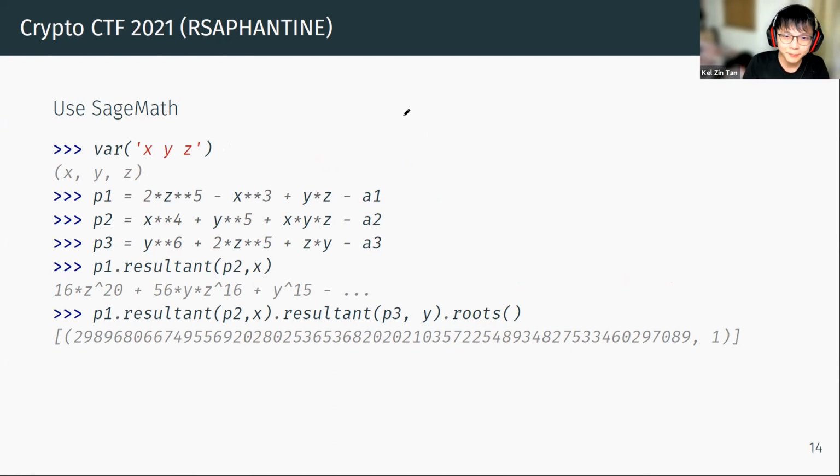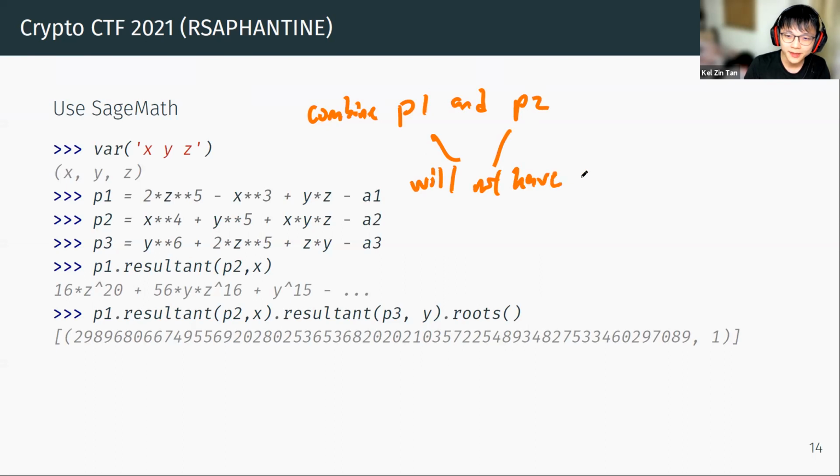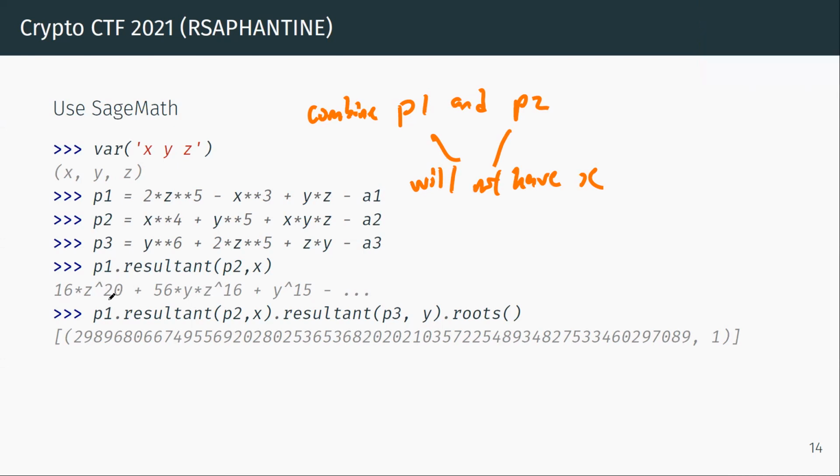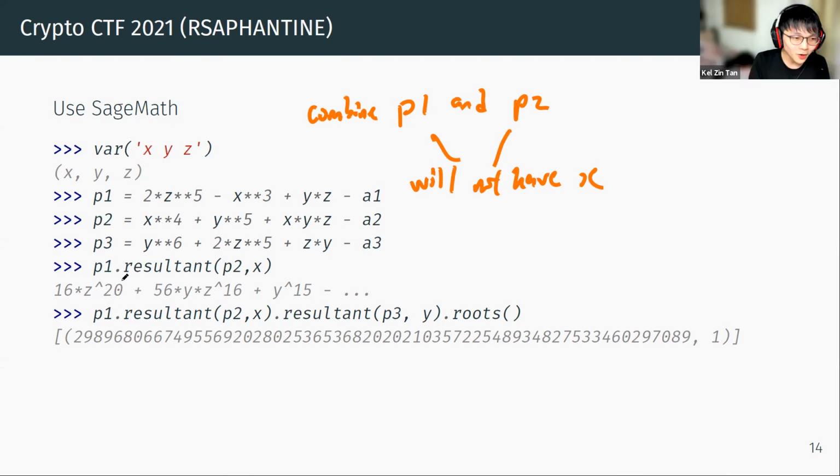What it does is it's basically combining P1 and P2, such that after the combination, the equation you get will not have x. So this is what it means. You combine P1 and P2, and then you get an equation that only contains z and y. But then you might have a larger degree. So what I did was just P1.resultant(P2, x).